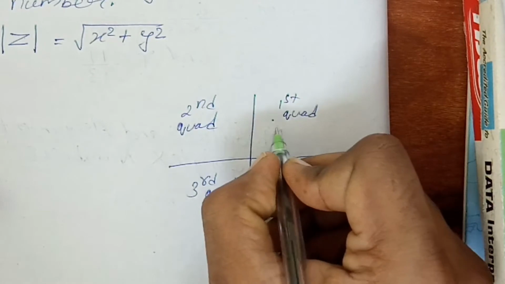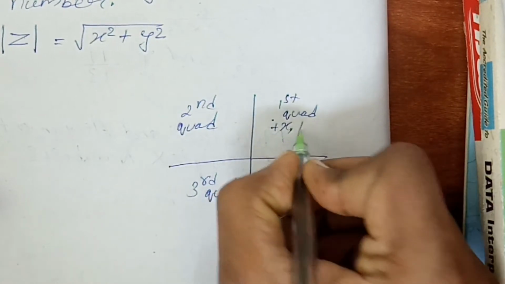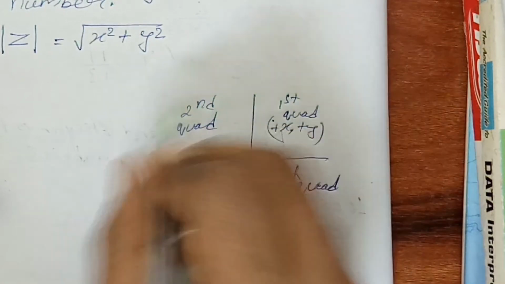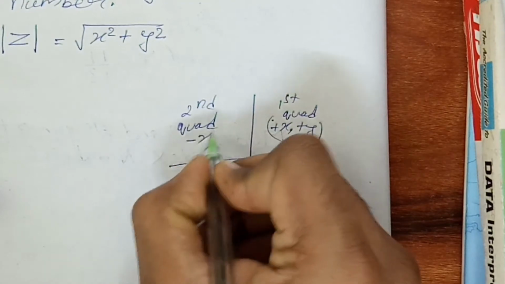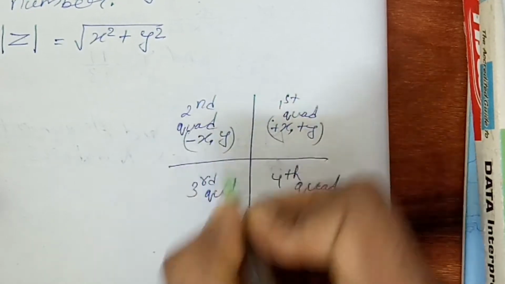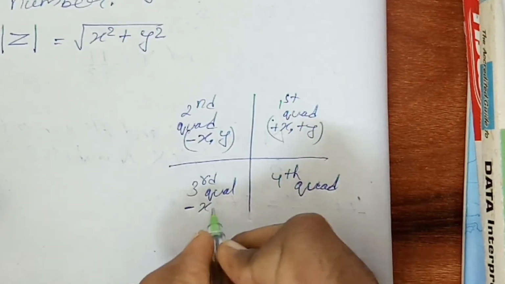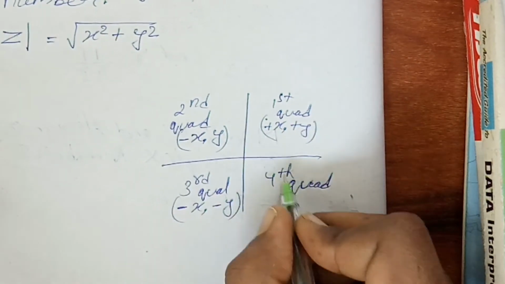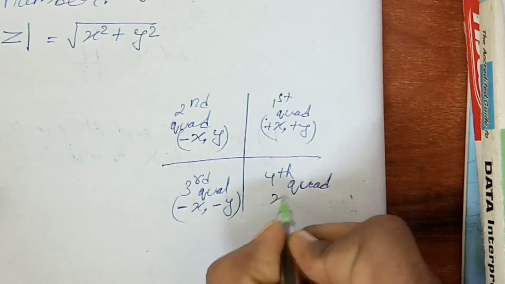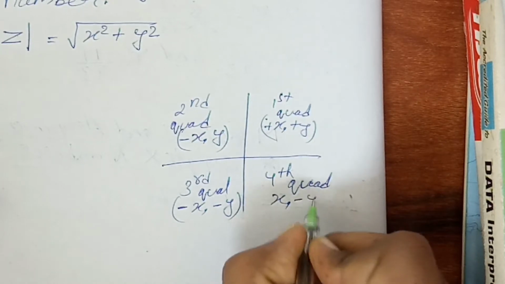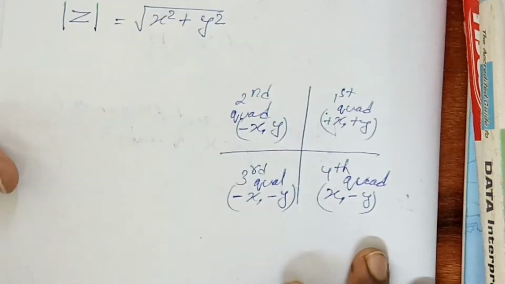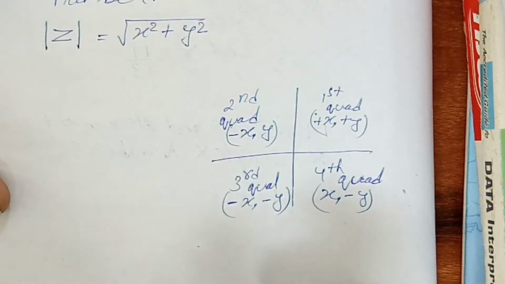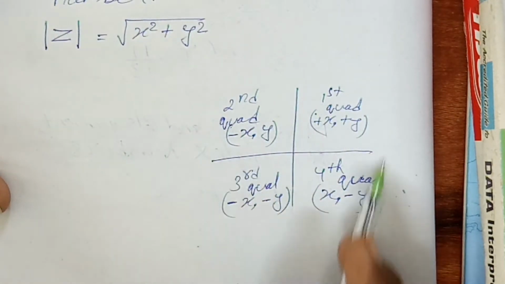In the first quadrant, x is positive and y is positive, both are positive. In the second quadrant, x is negative and y is positive. In the third quadrant, x is negative and y is negative, both are negative. In the fourth quadrant, x is positive and y is negative. So for finding the argument of a complex number we must know the quadrant.